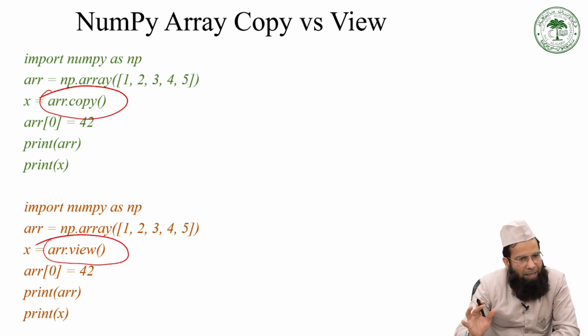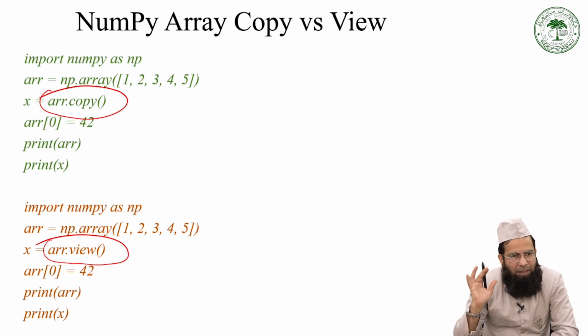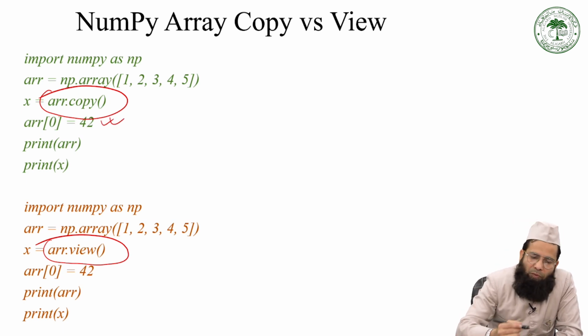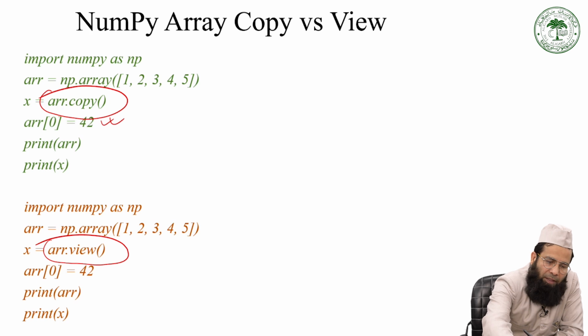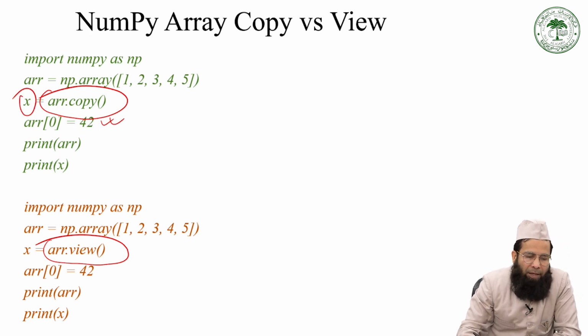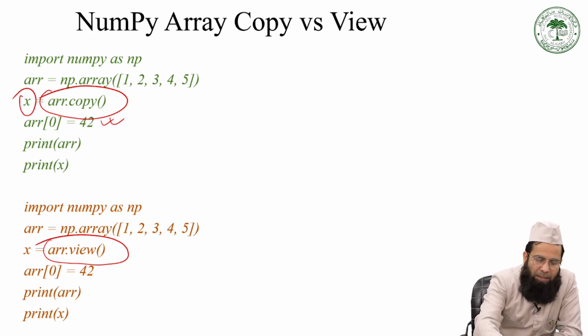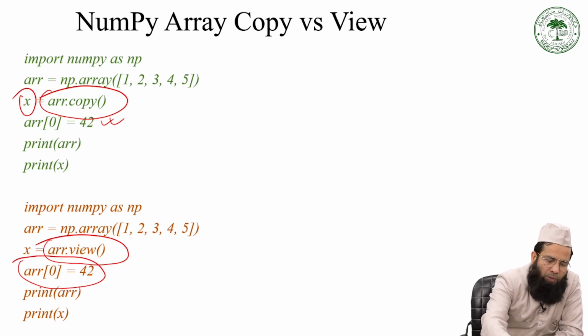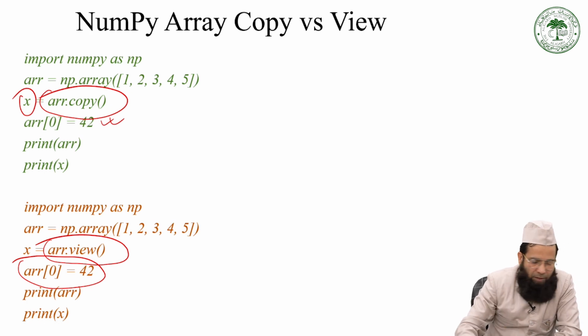if the main array is changed, then the change would not be reflected in the copy array. Like in this case, the main array is being changed here, right? But this will not be affected in this particular NumPy array. But in this case, since the original array has been changed, and X is actually a view of the original array, this would be reflected in X as well.